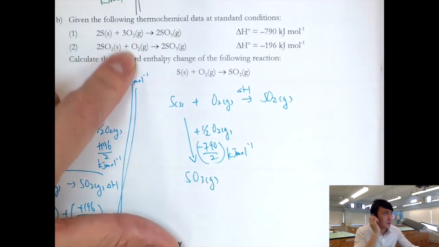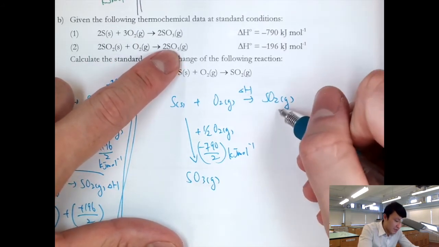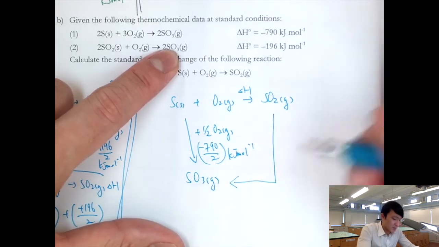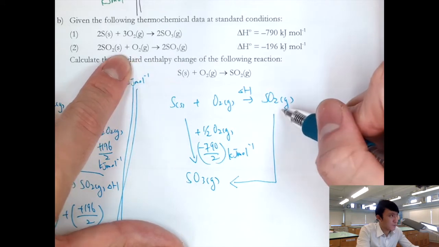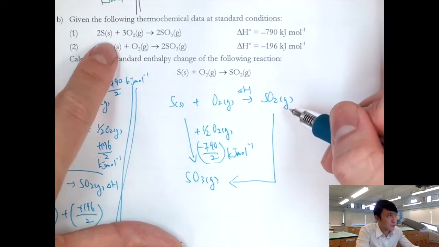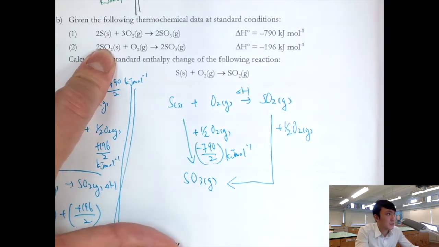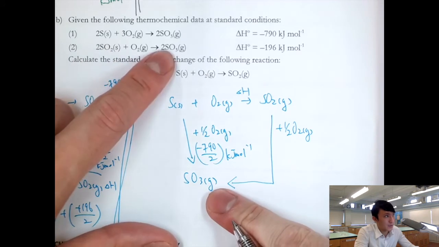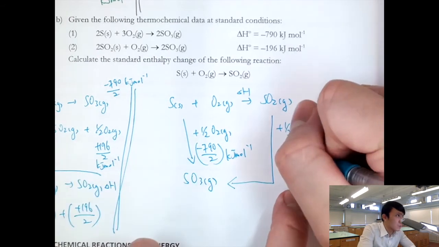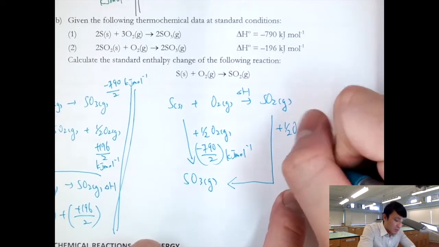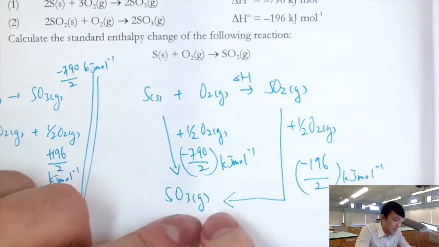Now, the next one, SO2 reacts with oxygen to form SO3. So from here to here, okay? So SO2 reacts with oxygen. Now, because we have one mole of SO2 here, but we have two moles of SO2 here, so it only requires half mole of oxygen for the reaction. And it forms one mole of SO3, as we expected. Here, we don't have to flip the enthalpy terms. So we can simply keep this one, okay? Kilojoule per mole.